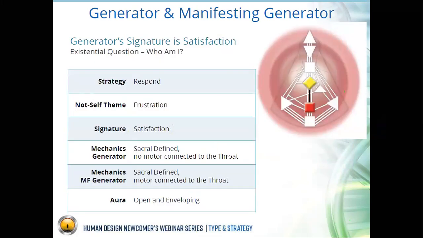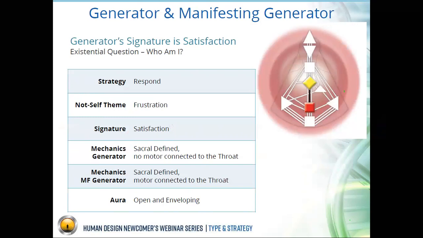So a manifesting generator is quite a bit different than a generator, actually. The thing that they have in common is they have a defined sacral, the red center. If you look at this bodygraph, you see a red center. They have a defined sacral center, which actually says to us when we look at that, they have an open and enveloping aura. So they go hand in hand.